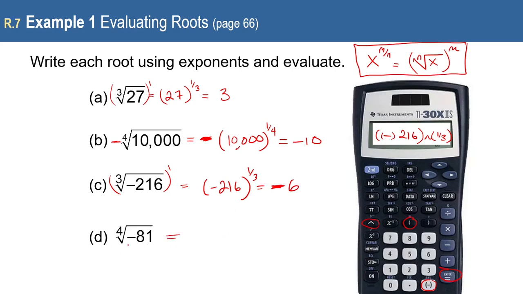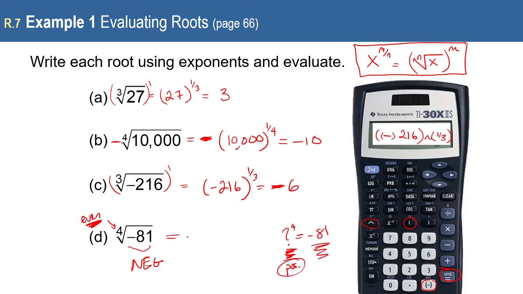For part D, we have a negative on the inside, and the index is even. We cannot take the fourth root of a negative number because the index is even. Think about this. What number do you raise to the fourth power gives you a negative 81? There is nothing that's going to work because this number raised to the fourth has to be positive. A positive number cannot ever be equal to a negative number.